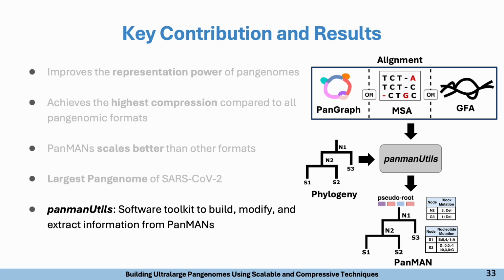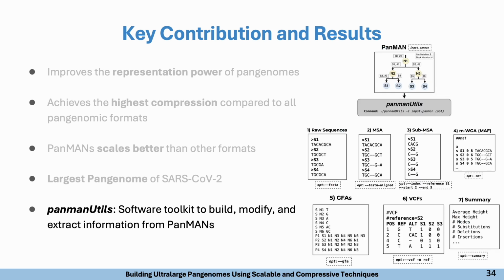PanMAN utils takes an alignment and a phylogeny as input to build a PanMAN and supports pangraph, multiple sequence alignment, and GFA as input. Thanks to the pangraph tool, as most of the PanMANs are built using pangraph, except the 8 million one, as it helps to construct the most compressed PanMANs for the datasets we evaluated.